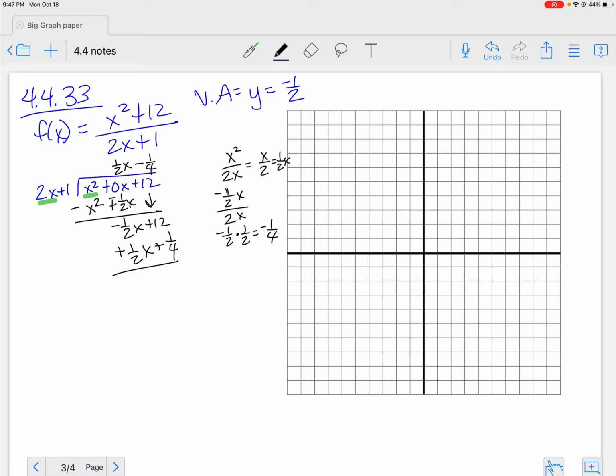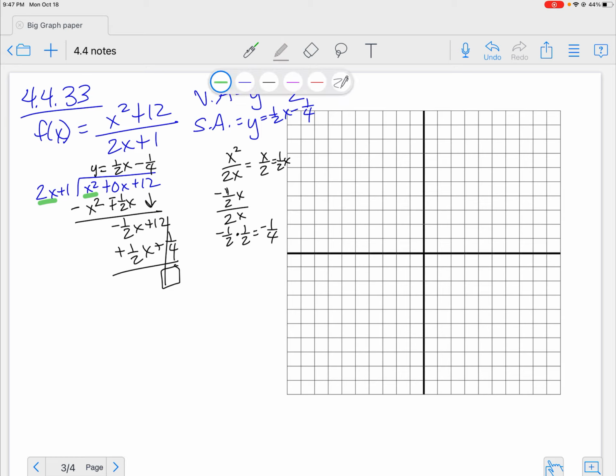And remember, when you do your slant asymptote, you're not concerned about what this remainder is here. It doesn't matter. The only thing you are concerned about is just having this y equals here with this slope and the y-intercept. I'm going to go back to blue. So for my slant asymptote, I've got y is equal to 1/2 x minus 1/4. So we've got 2 of those there.